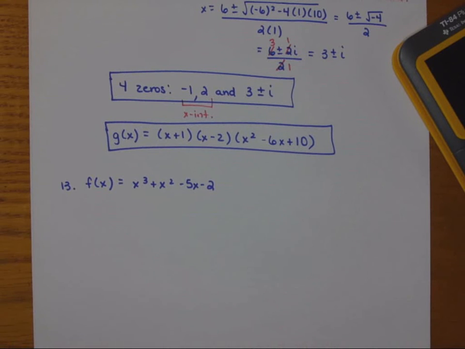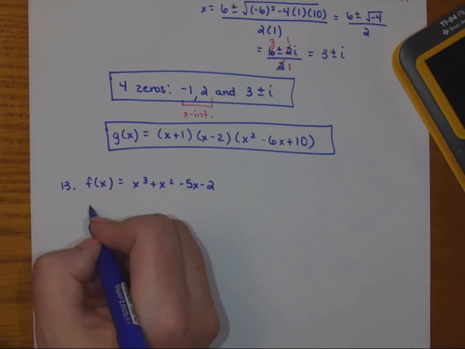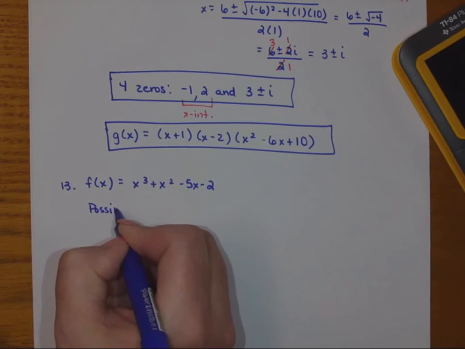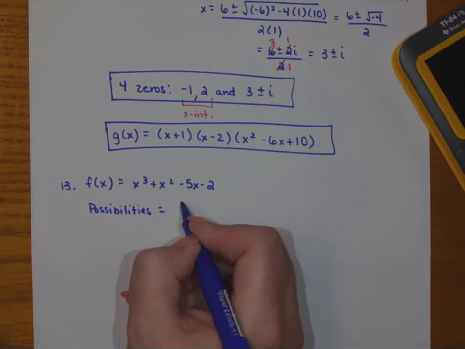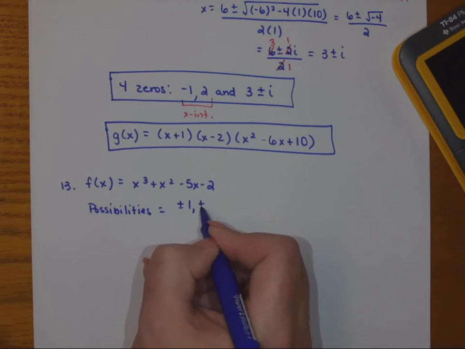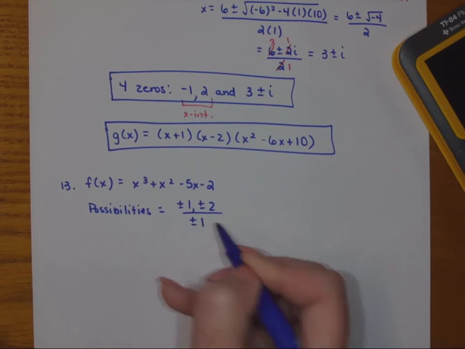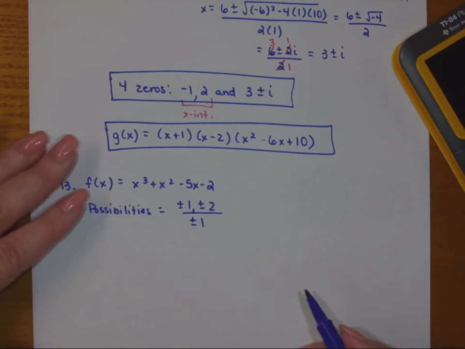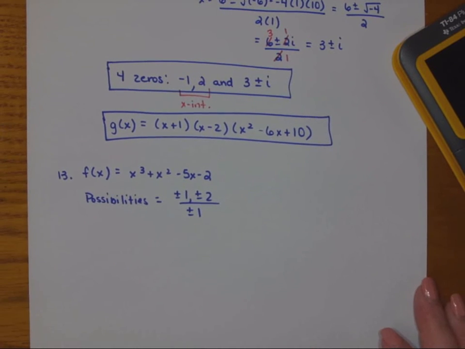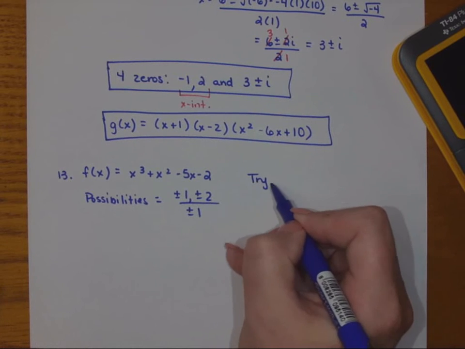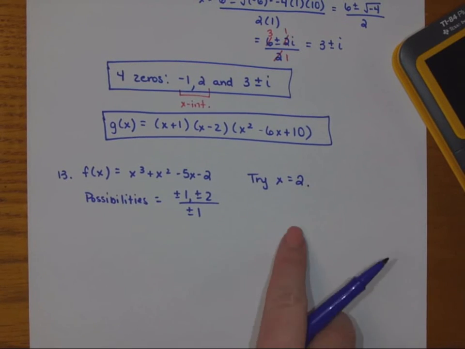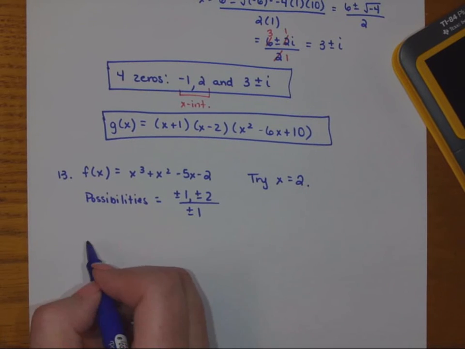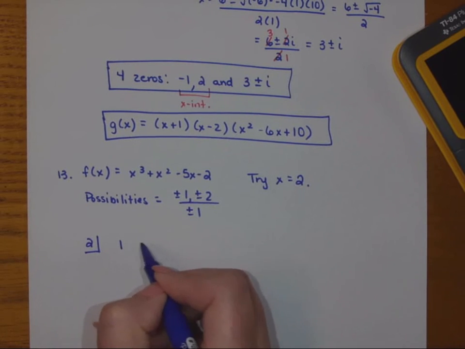Okay, so the possibilities are factors of 2 over factors of 1. So we end up having fewer choices to pick from, right? But again, if you look at the calculator, I'm not going to show you here, but we're going to try x equals 2. If you looked at your calculator, it looks like it crosses at 2, so we're going to start there. So we're going to try 2.